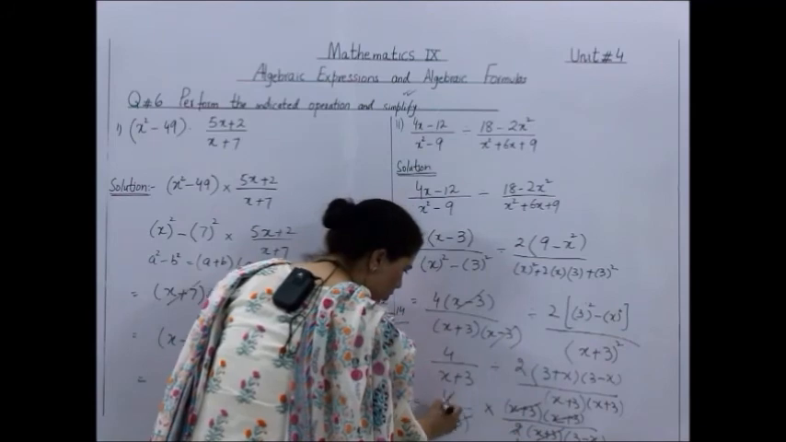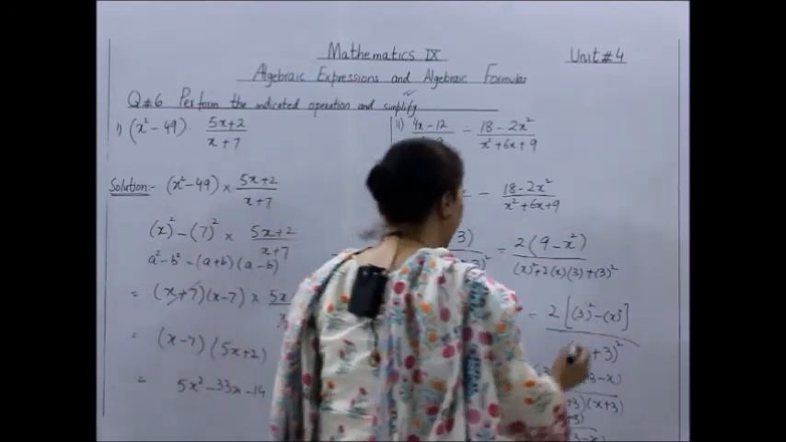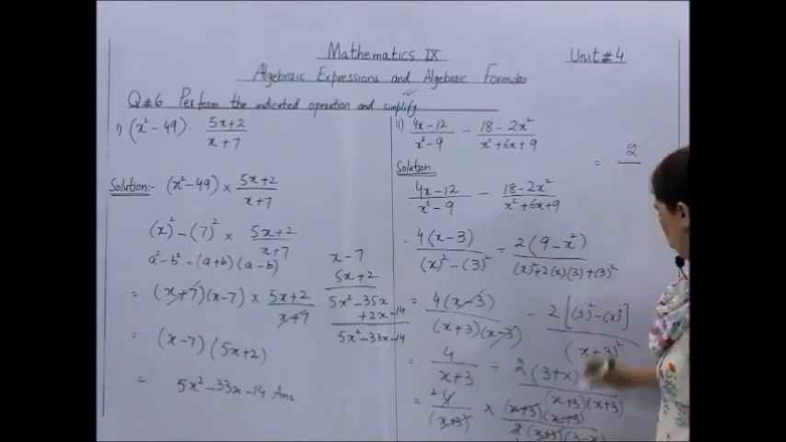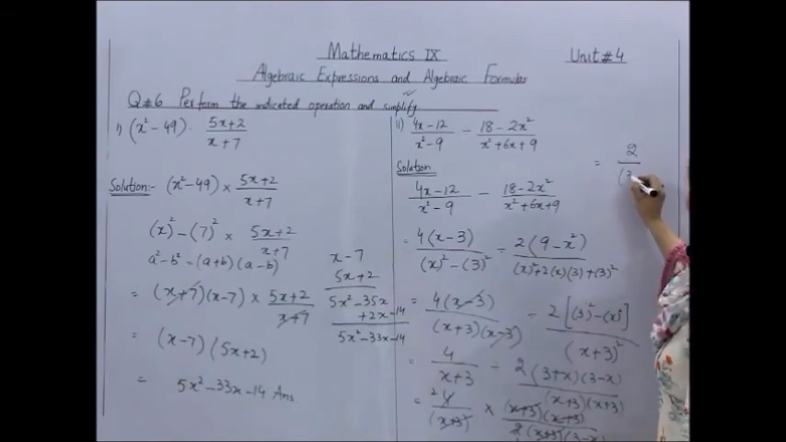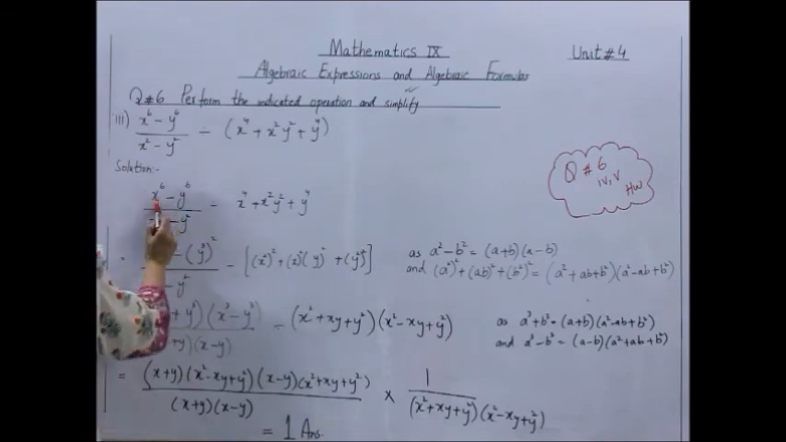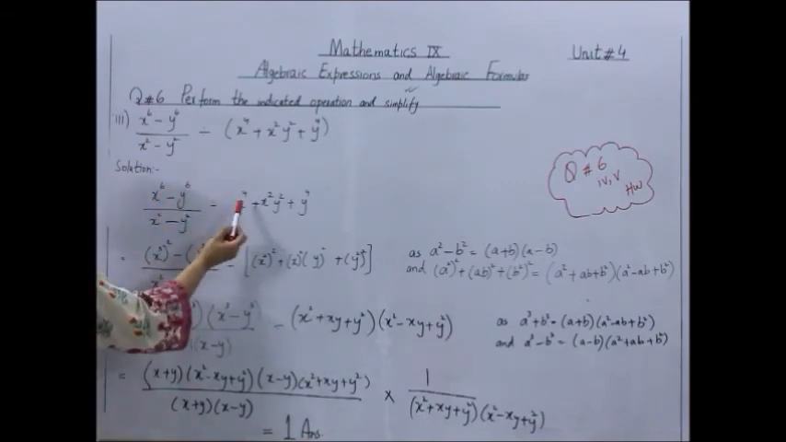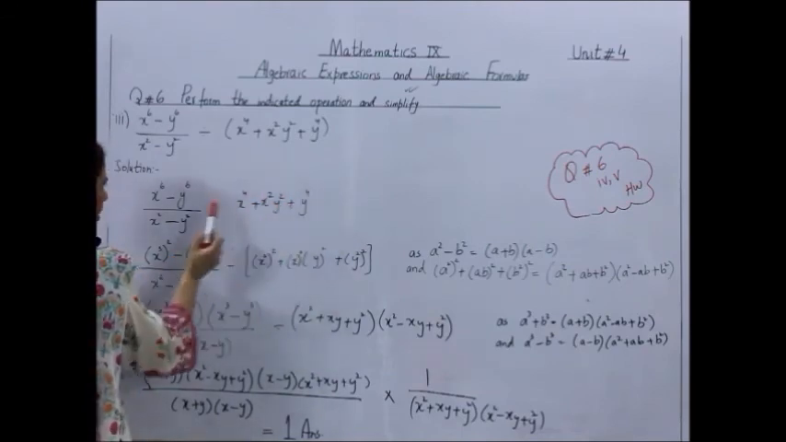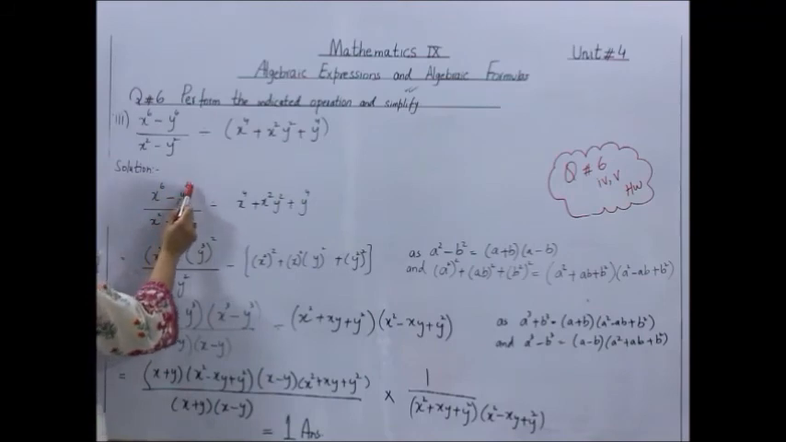2 ones are 2. 2 twos are 4. We will be left with 2, 3 minus x. Next, part 3 of question number 6. x6 minus y6 and x square minus y square, divided by x4 plus x square y square plus y4. See, this is x6 minus y6 divided by x square minus y square.